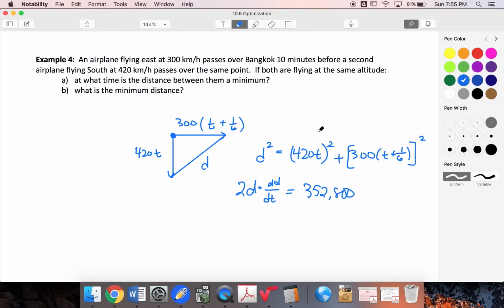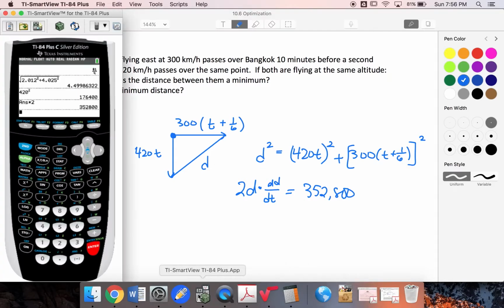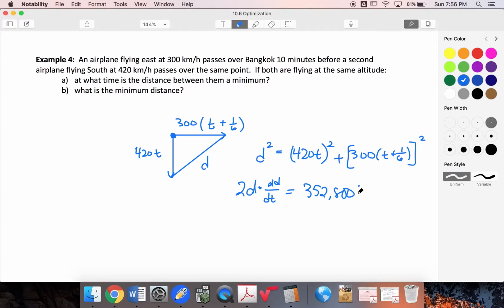And I multiplied it by 2 because if I expanded this, then I would have had that first number, what was it, 176,400 t squared. So I'm going to multiply it by 2 when I take the derivative, and then it will just be t. This one I'm definitely going to use chain rule, plus 2 times (300t plus 1/6). Now that's to the first power. Derivative of the inside is going to be 300.